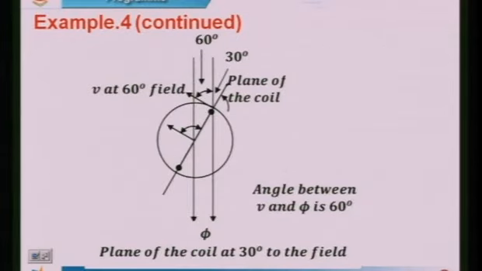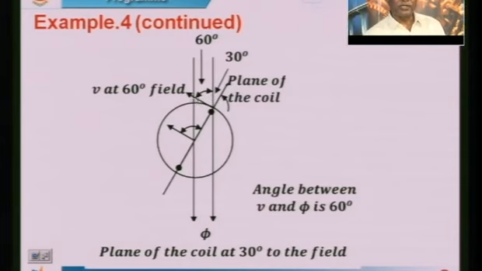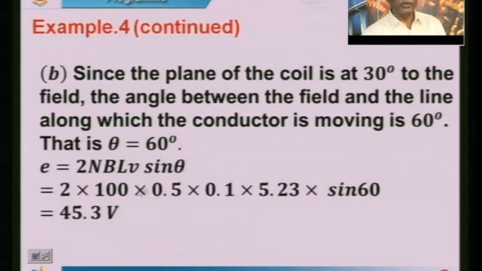When it comes to the second case, when the plane of the coil is at 30 degrees to the field, you can see here this being the field and this the plane of the coil, at 30 degrees. Obviously, this is 60 degrees, so the velocity component responsible for inducing the EMF is V sin 60, not 30. When it is substituted, you will get 45.3 volt.